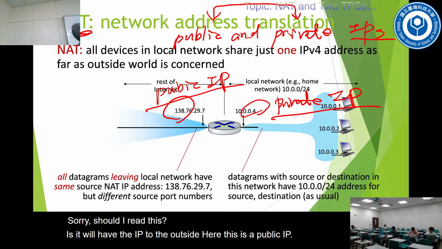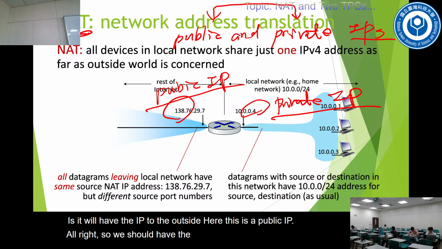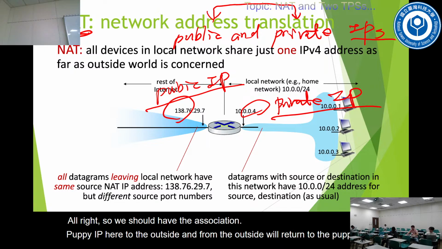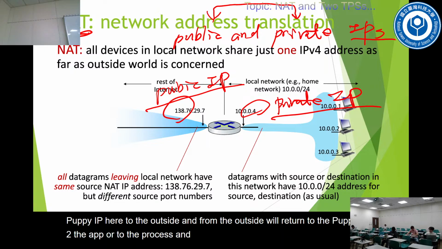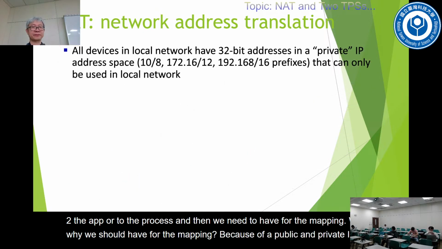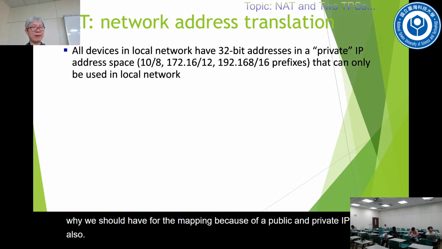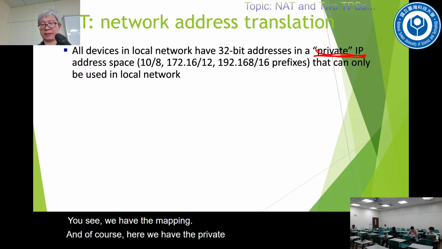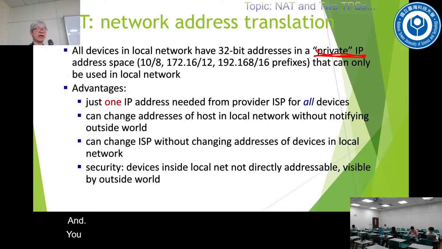So we should have the association. The public IP goes to the outside, and from the outside it returns to the public IP, to the app or to the process, and then we need to have the mapping. Why should we have the mapping? Because of public and private IPs. Here we have the private IP, and you can find which range we can have for the private IP and how to have the mapping.